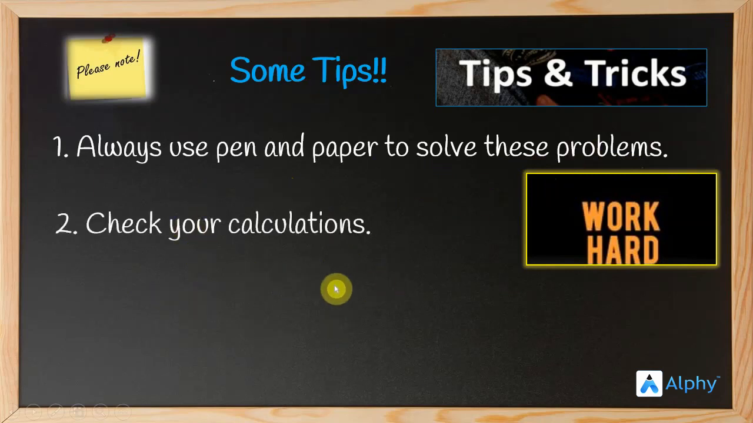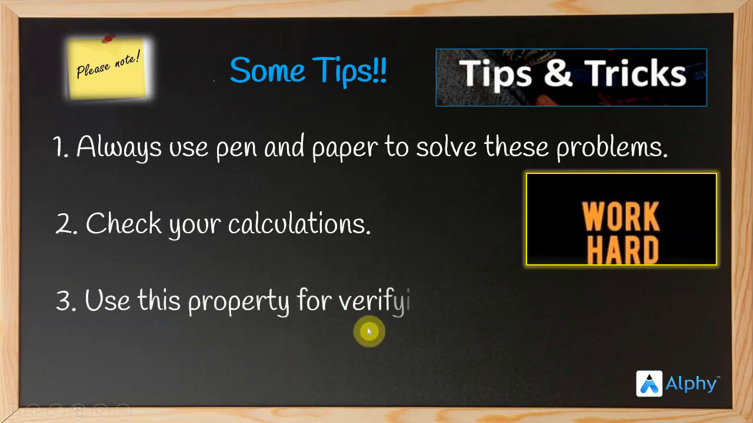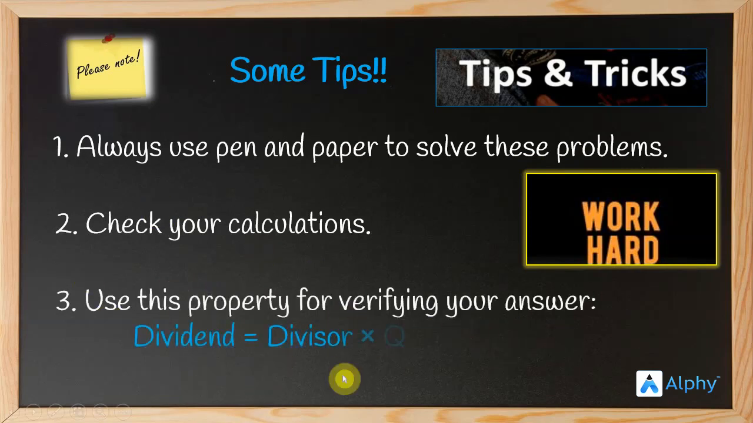Check your calculations. Checking your calculations is very important because you might make errors in small additions, subtractions and multiplications. So try to recheck your calculations because it's going to help you in getting the right answer. And thirdly, use this property for verifying your answer. In this question, we actually had to use this property. It was mentioned in the question to verify, but it is very essential that you remember this property even when it is not mentioned in the question. So this is a very important property and I hope that you will remember it.